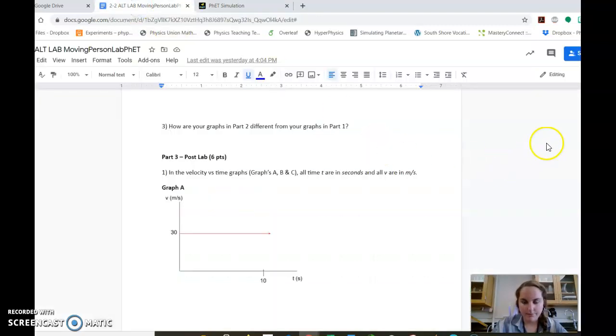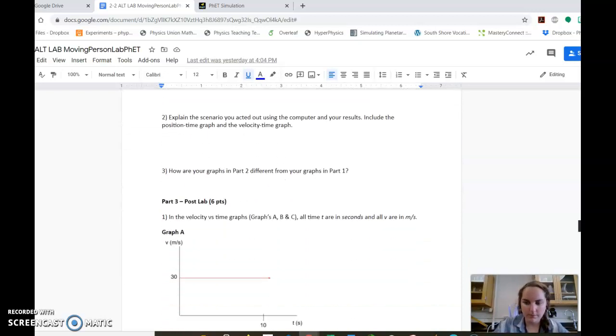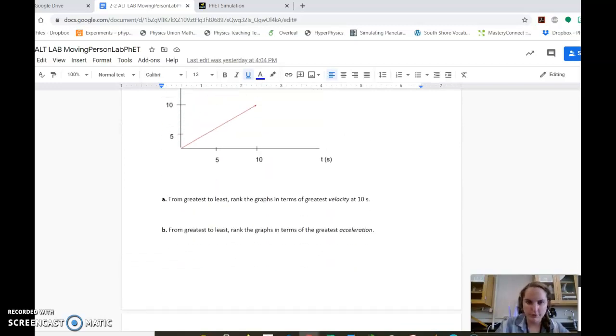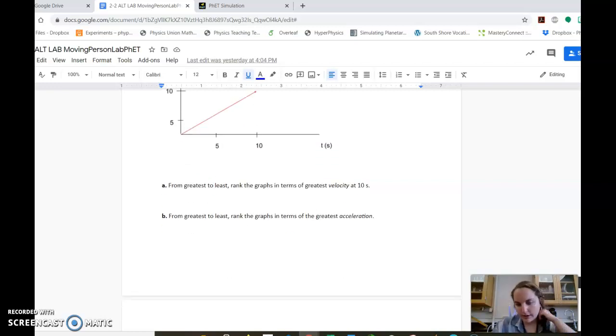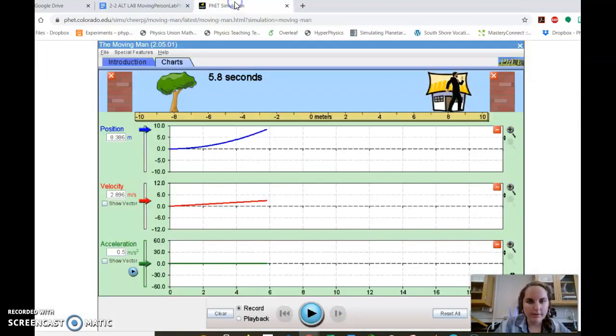So again, as we move through part 2 of this, you should be recognizing that those 3 graphs can look something along the lines of these, depending on which motion or scenario you are doing. So I just ask you to rank from greatest to least in terms of velocity at 10 seconds, acceleration, and distance covered. And you can find that information right here. So if you want to go back and try this out again and see what it looks like in terms of where you are position-wise, velocity-wise, and acceleration-wise, so that you can get the best run data for your post-lab questions.